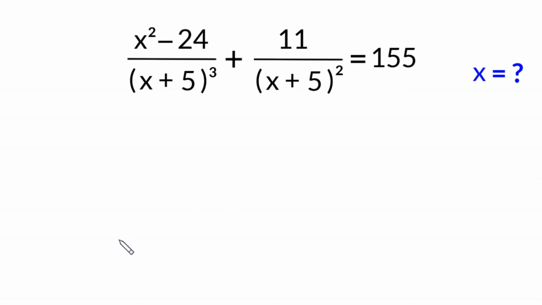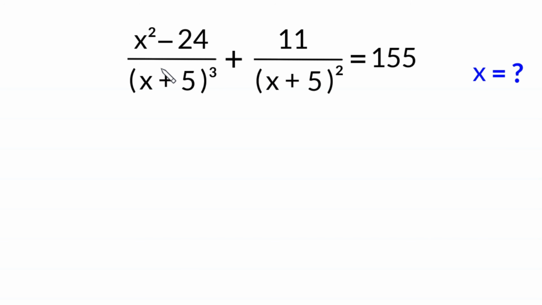Hello everyone, welcome to how to solve this very nice algebra equation: (x squared minus 24) divided by (x plus 5) whole cubed plus 11 divided by (x plus 5) whole squared equal to 155. Our job is to find all possible values of x.